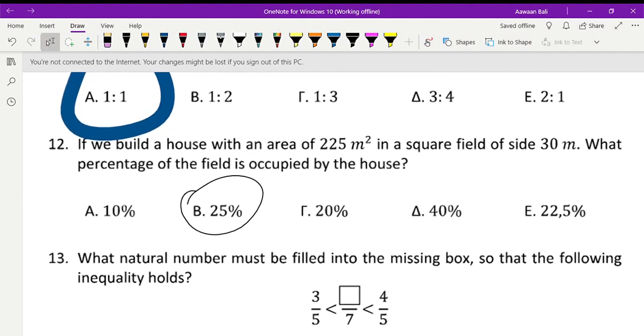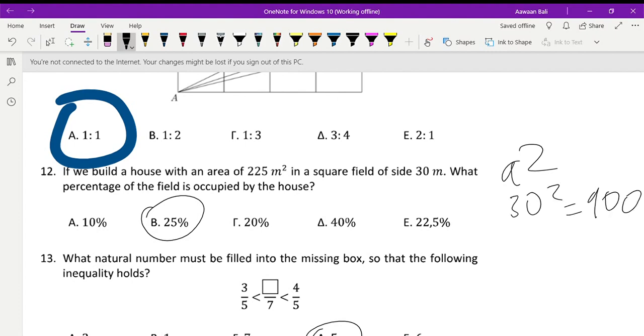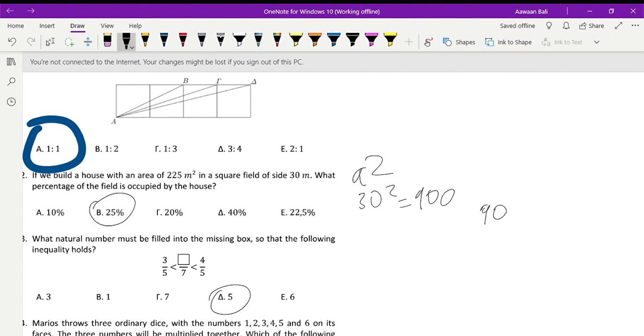If we build a house with an area of 225 meters squared on a square field of side 30 meters, what percentage of the field is occupied by the house? So square field of side 30 meters, the area of a square is a squared, where a is the side of the square. So if the side of the square is 30, 30 squared is 900. So 900, and then there's this house of 225. So what will be the percentage?